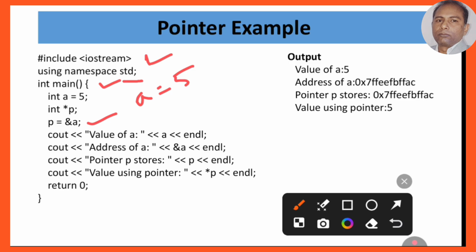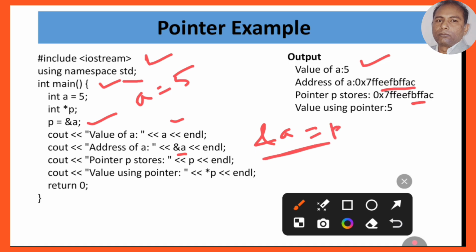Now we will understand the meaning of the pointer. If we display the value of a, then the value of a will come, that is 5. Now if we display &a, the address of a, it will give a certain address of a. Now if we want to see what p means here, p is having the address of a, so &a and p are both the same thing here.